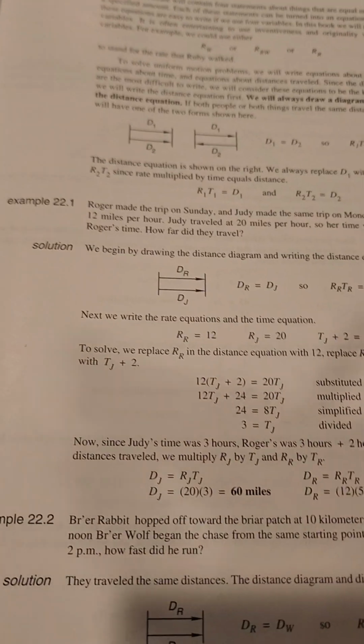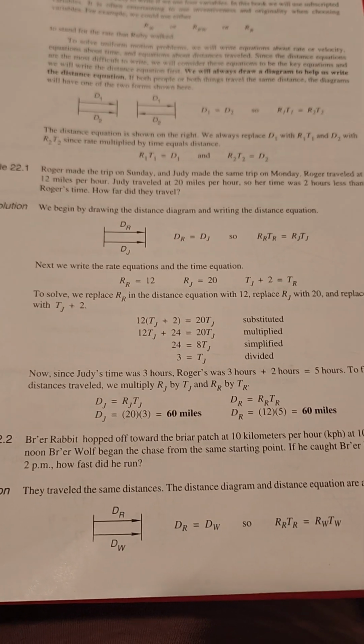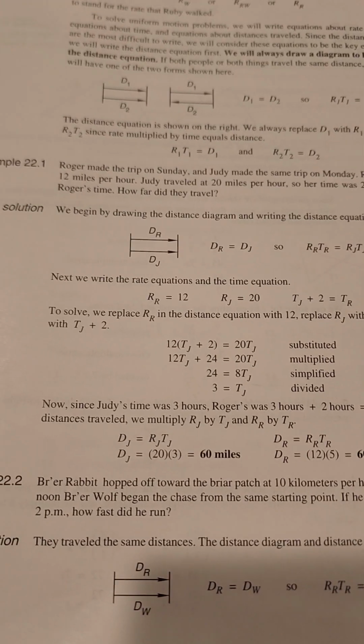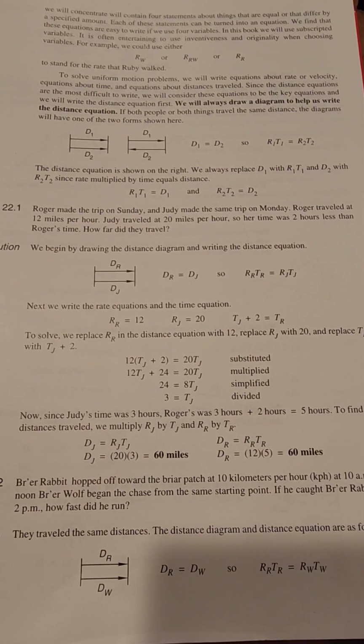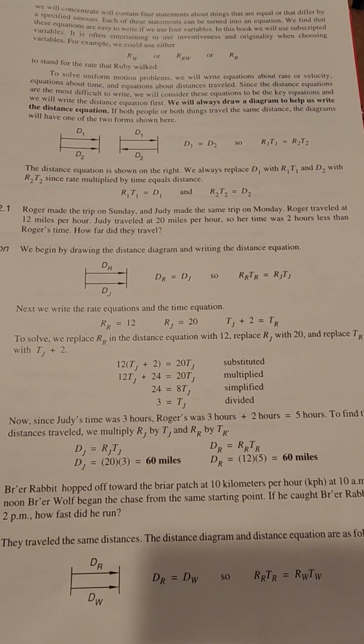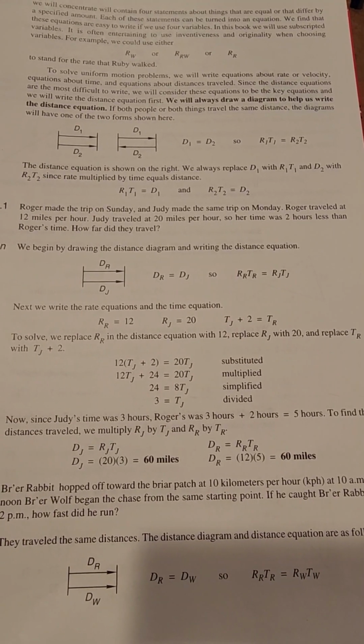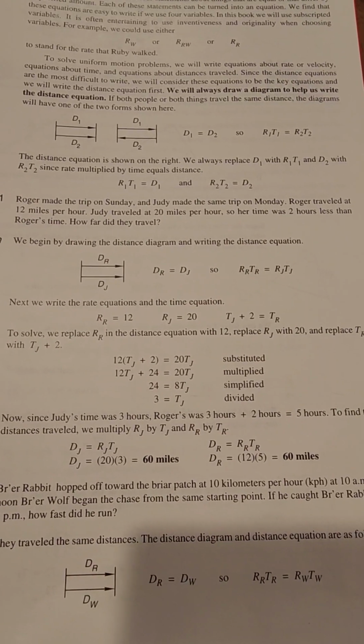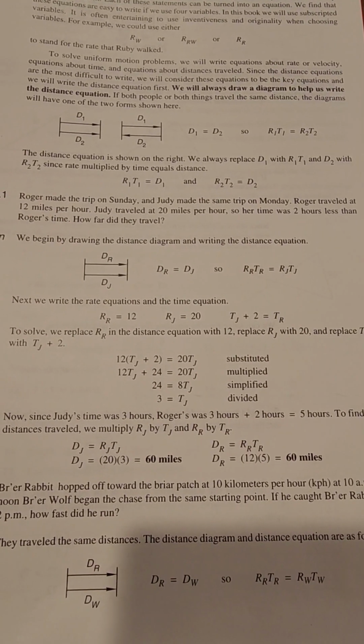Lastly, let's talk about lesson 22. I believe this is a common one on the ACT, if I remember correctly, from looking at that review. So, distance. I believe y'all have done these before as well. But let's talk about this one. Roger made the trip on Sunday. Judy made the same trip on Monday. Roger traveled at 12 miles an hour. Judy traveled at 20 miles per hour. So her time was 2 hours less than Roger's time. How far did they travel?